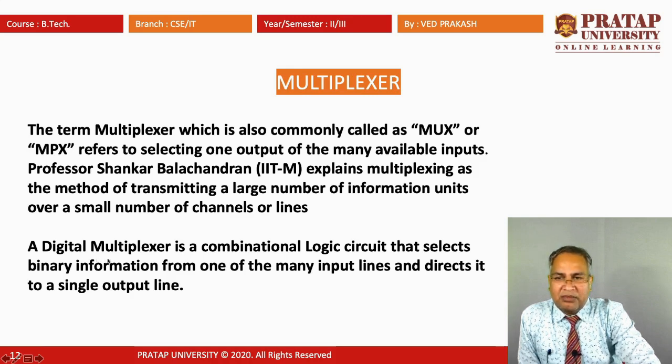So, a digital multiplexer is a combinational logic circuit that selects binary information from one of many lines and directs it to a single line output. So, we can say that a multiplexer works on the principle of many inputs, one output.